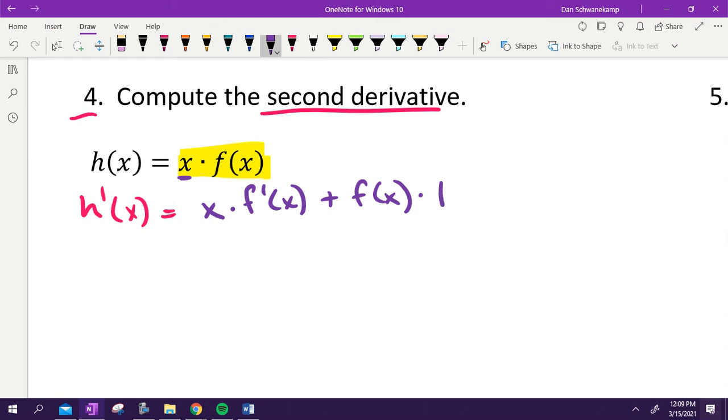Just like the derivative of 3x would be 3. We don't have x prime. Sometimes students will want to go to x prime. That's not a thing. There's my first derivative. It's times 1, so that 1 doesn't even really matter because it's just times 1.